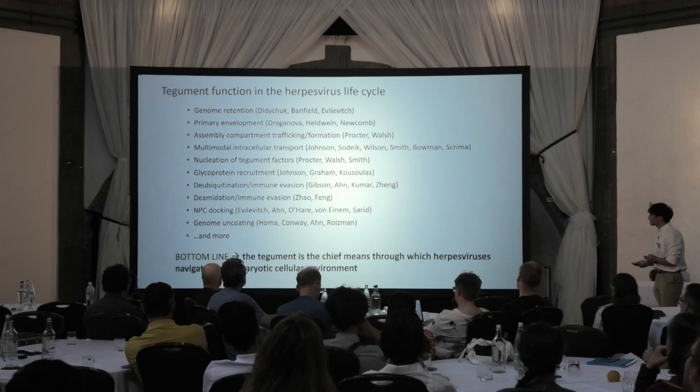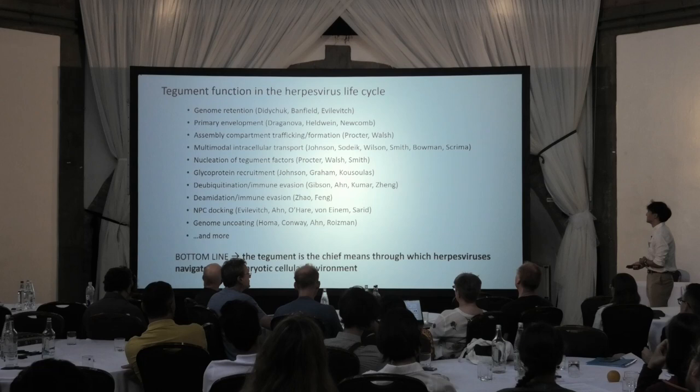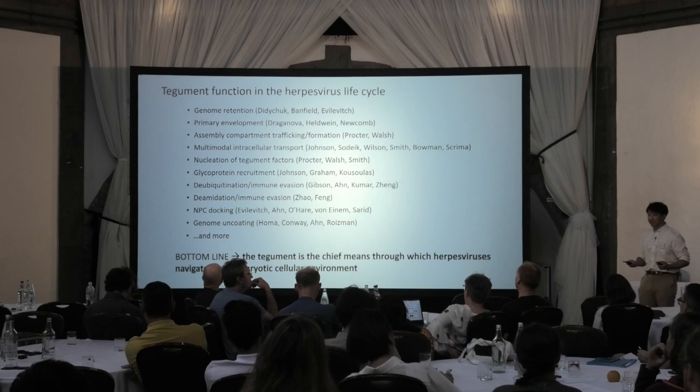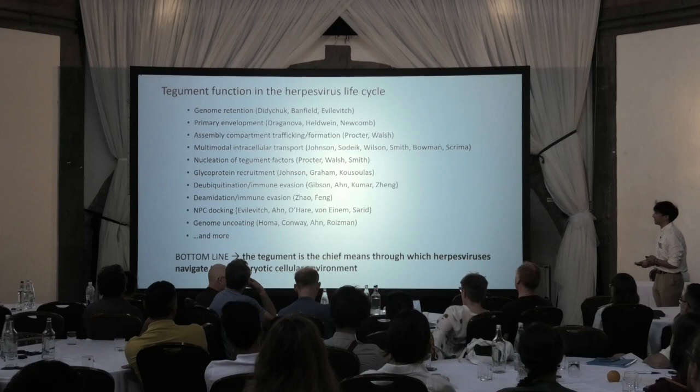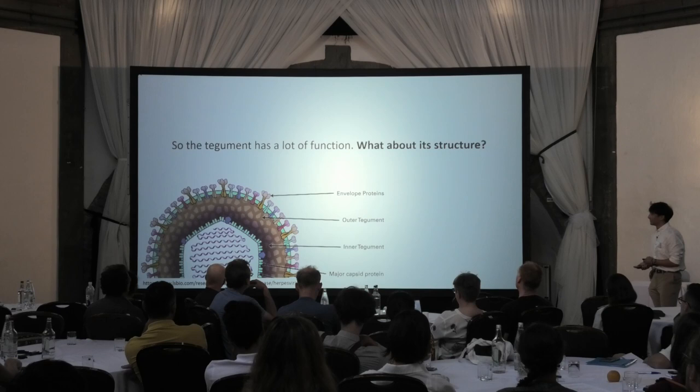So, over the past 20 years, a lot of studies, biochemical, genetic, functional, have gone into trying to resolve tegument functions in the herpes virus life cycle. Suffice it to say, we understand the tegument as the chief means through which herpes viruses navigate their eukaryotic cellular environment. It's a very specific role, although a very broad role.